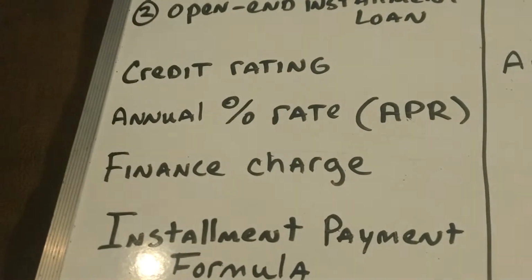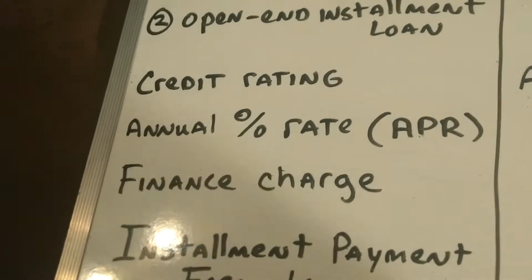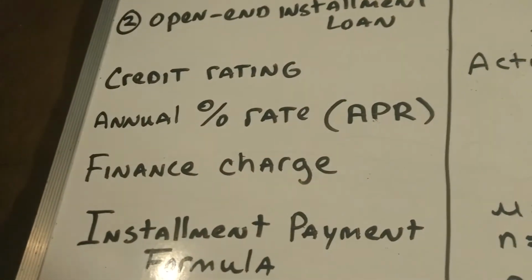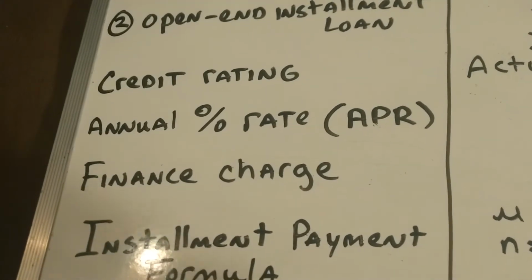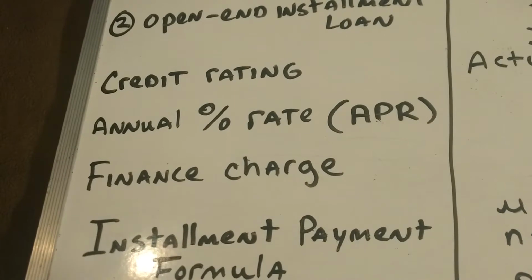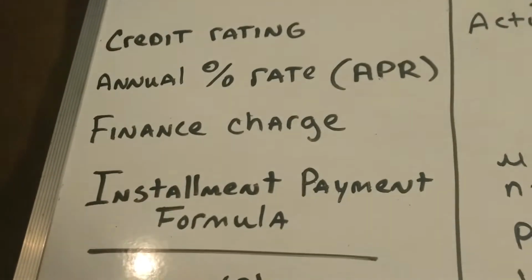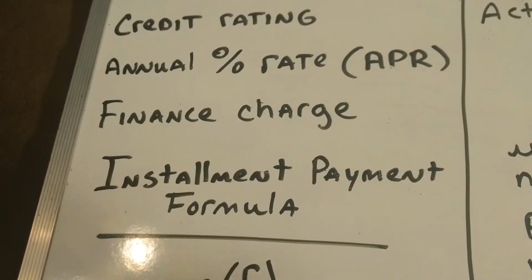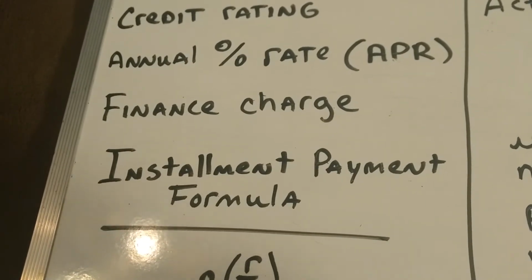Credit rating is a very important thing in terms of installment loans. Annual percentage rate, APR, is something that the government requires that loan institutions give you. Finance charge is your percent that you're going to pay to borrow the money.